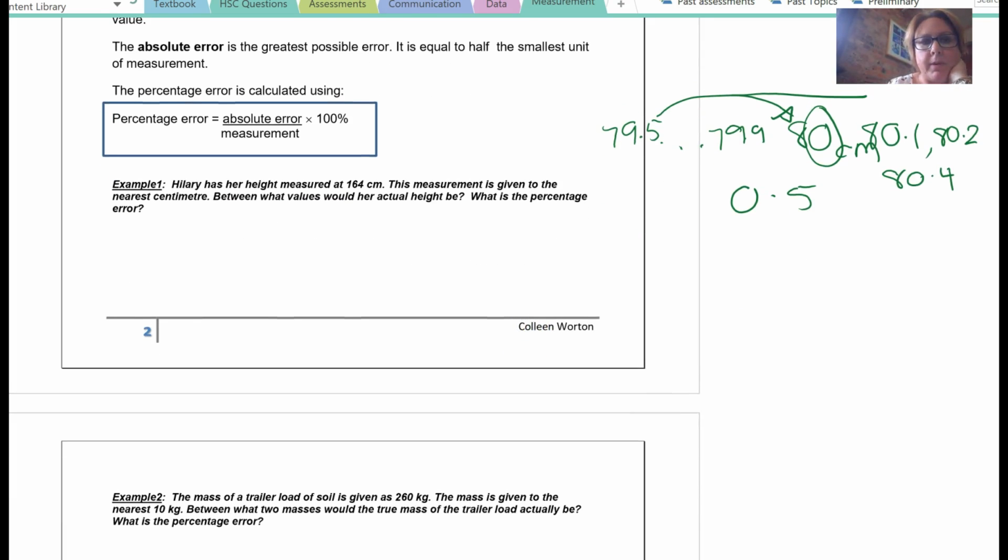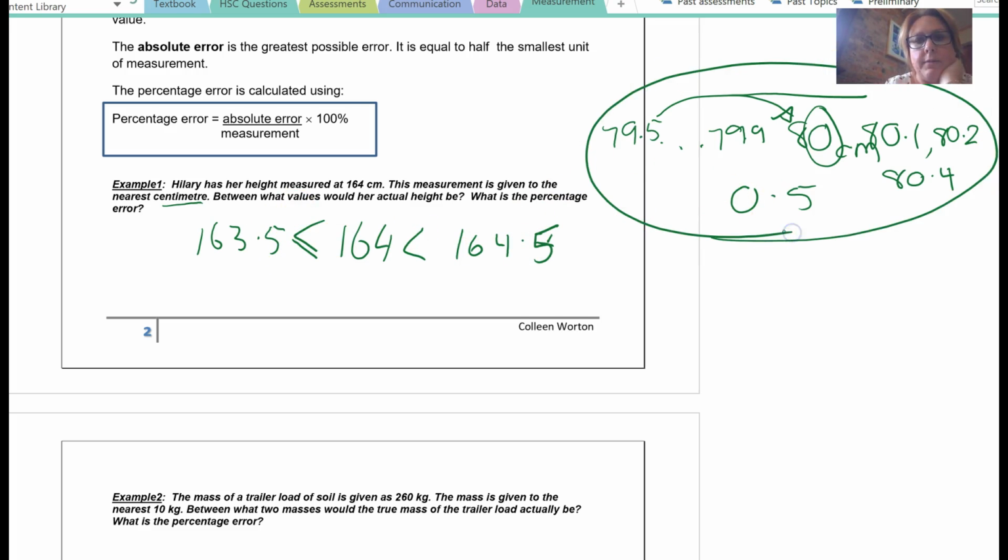So this is from the preliminary course. Hilary has her height at 164. The measurement is given to the nearest centimetre. Between what two values can her height be? She could be less than 164.5, but not equal, so we don't put equals. And here, she could be 163.5 and anything between those, like I explained over here.